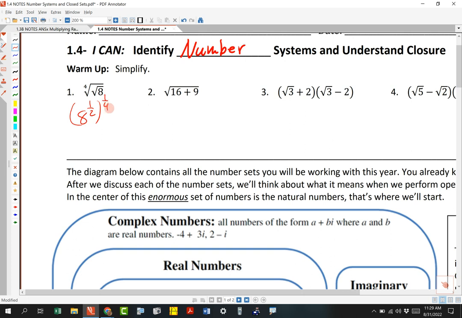Very good. Okay. So we've taken care of the radical on the inside. It's represented with the power of 1/2. Taking care of the radical on the outside. It's written with the power of 1/4.